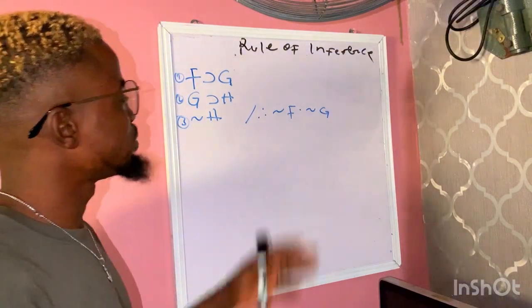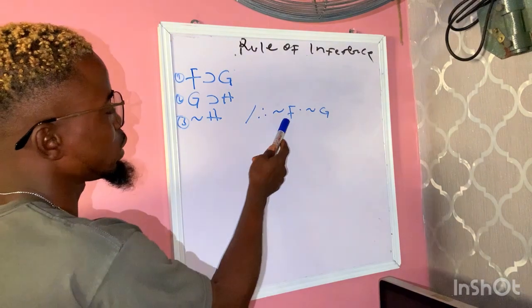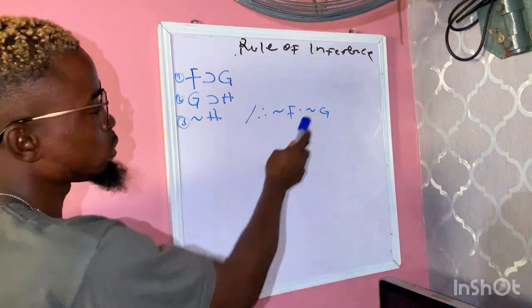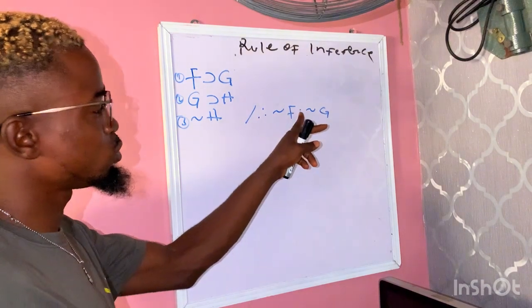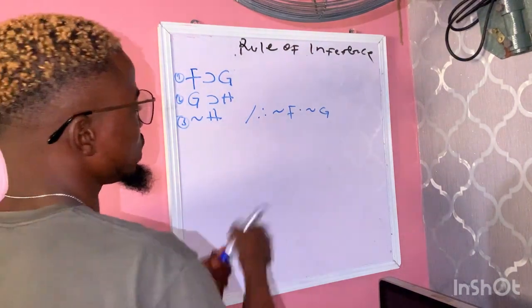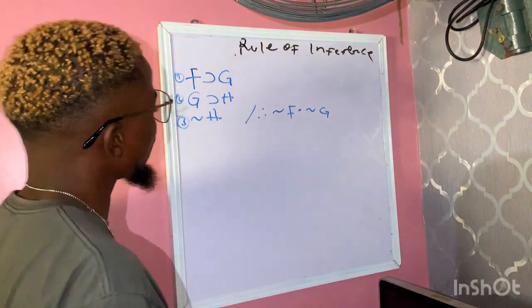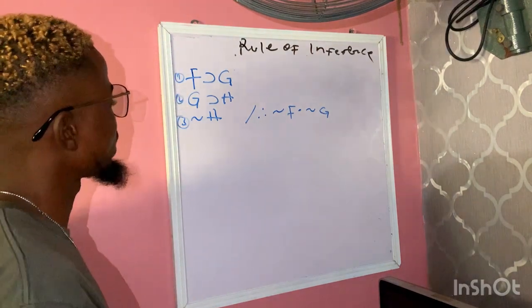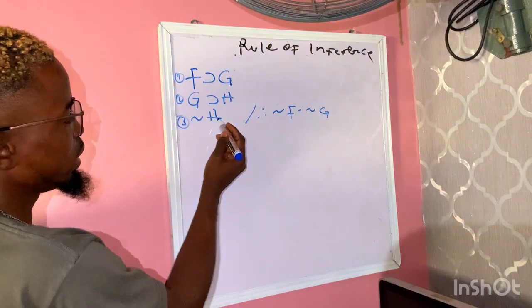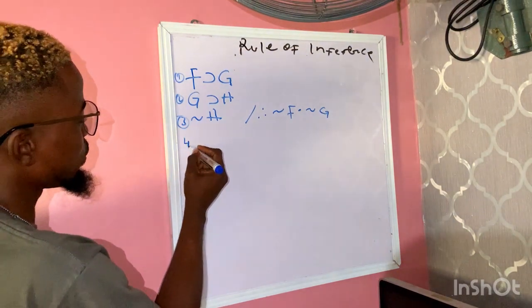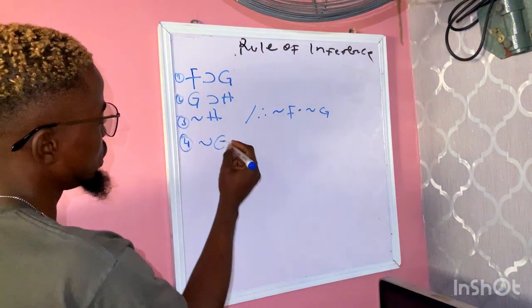Now from what I'm actually saying here now, if I have negation F to stand on its own and I also have negation G to stand on its own, then I can use the rule of conjunction to join these two of them together using this particular sign. So how can I make negation G and negation F stand on its own? I already have G implies H here. Then I have negation H. I can say therefore line 4, negation G.